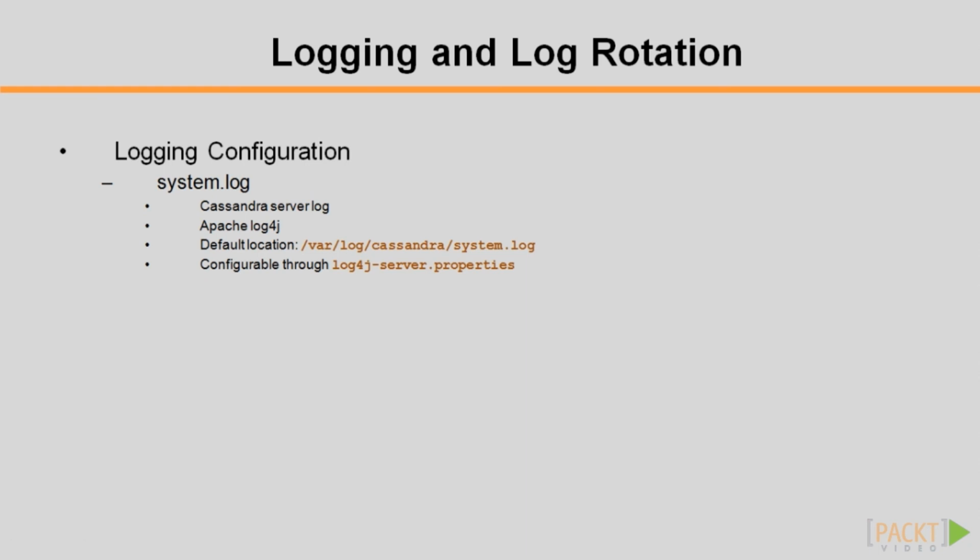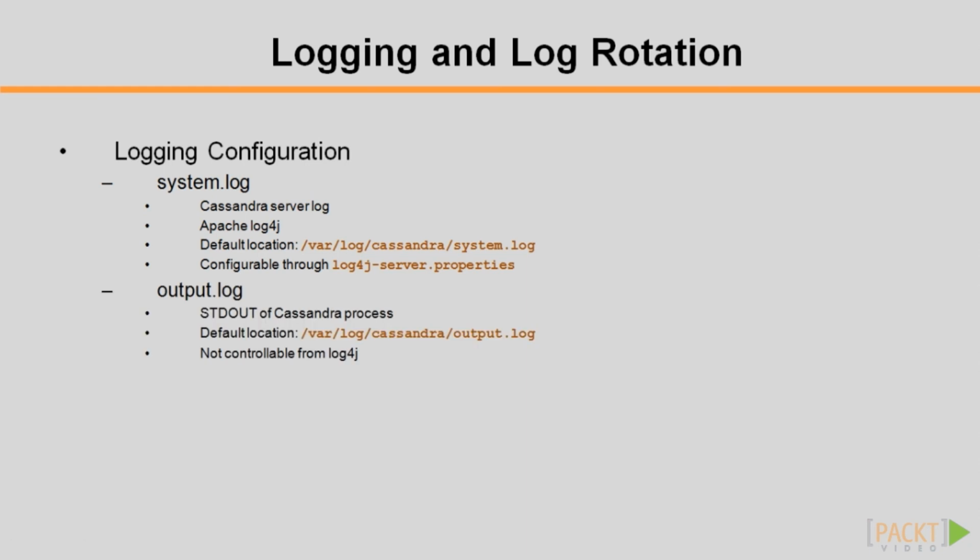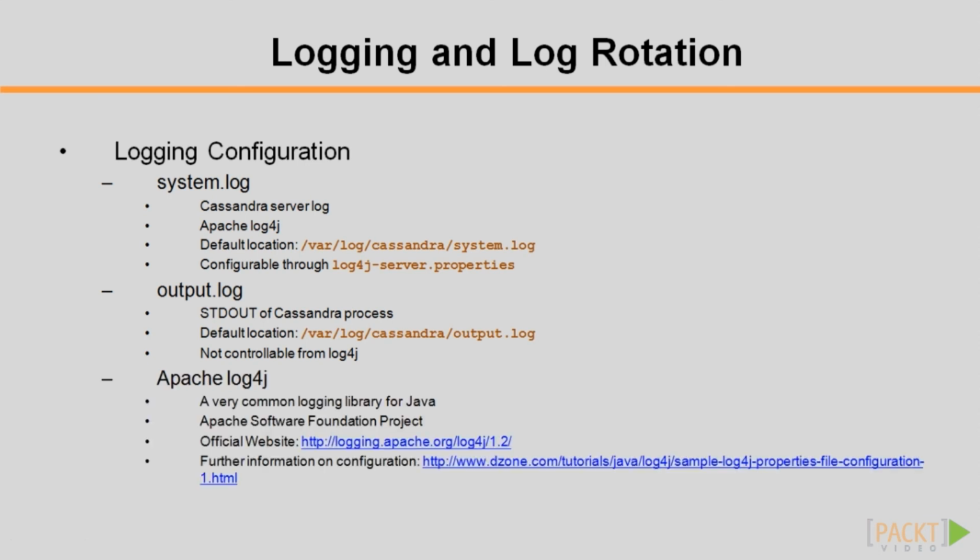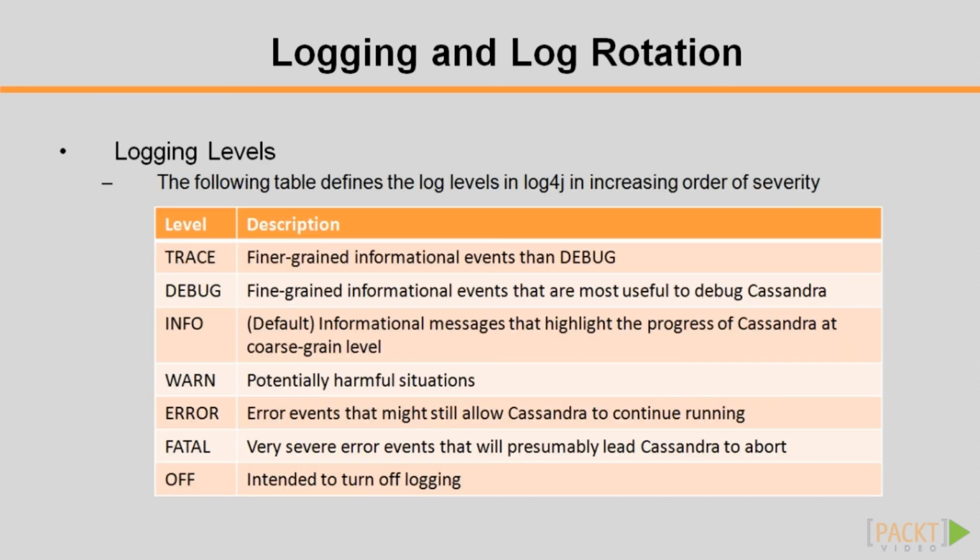Because the logging implementation is log4j, the log is configured in the log4j-server.properties file. Second, output.log, the standard out of the Cassandra process. Its default location is the same as that of system.log. However, differing from system.log, it isn't controllable from log4j. Log4j is a very common logging library for Java, and similar to Cassandra, is also an Apache Software Foundation project.